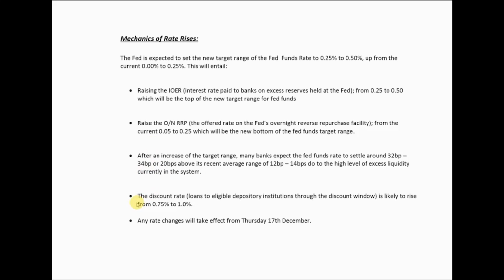Additionally, I'll just jump ahead a little bit. The discount rate, that essentially is the loans to eligible depository institutions through the discount window. So essentially, to the actual Federal Reserve banks themselves, the New York Fed, the Michigan Fed, the Milwaukee Fed, and the rest of it. So this is likely to rise as well, for 25 basis points. It's currently 0.75%. That's expected to rise to 1%.